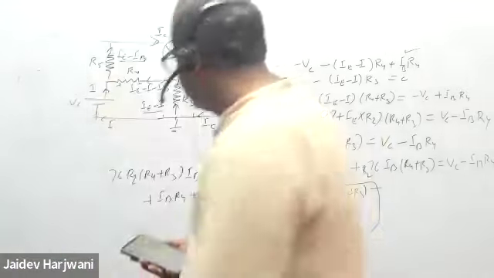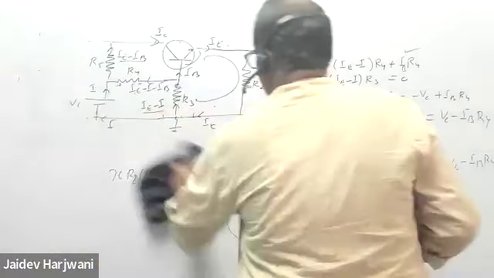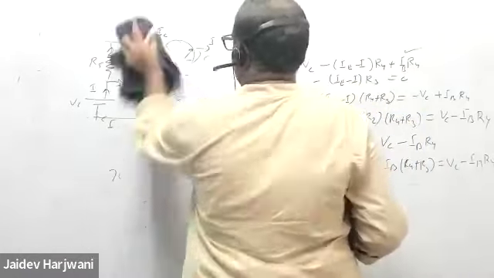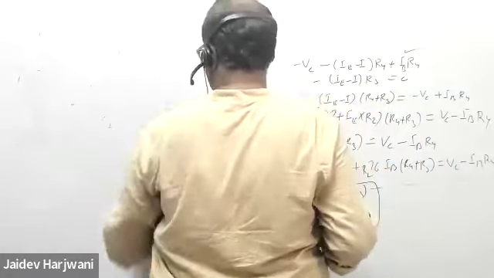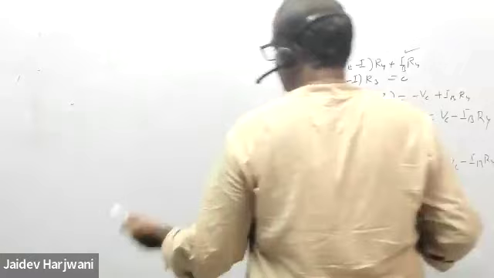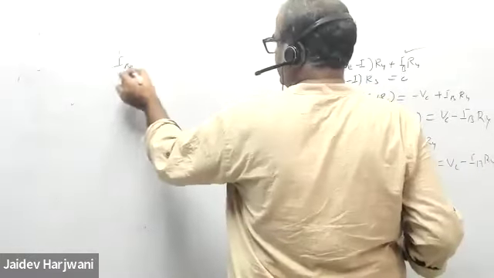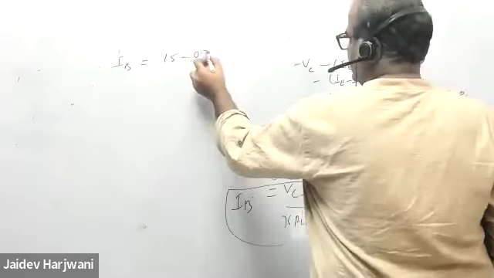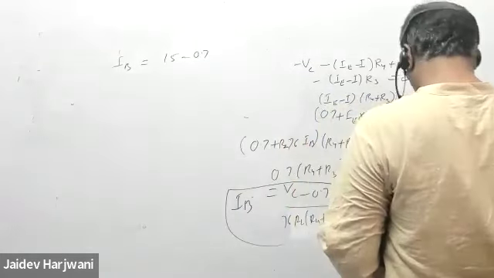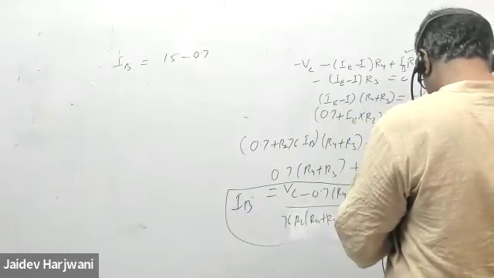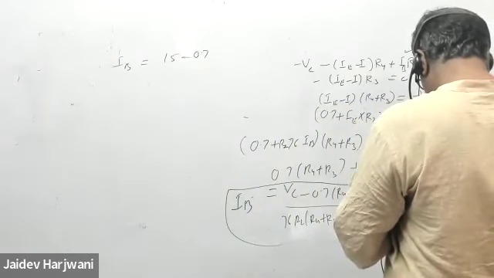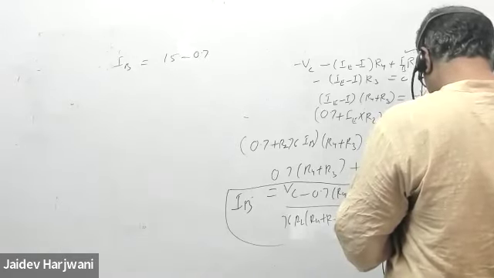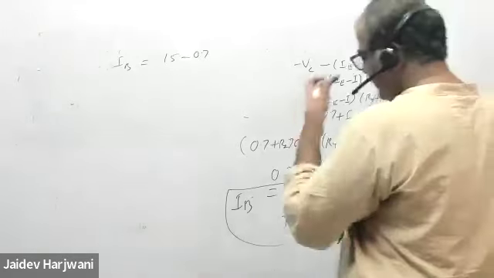So let us solve this one. So IB will be 15 minus 0.7, okay, R4, R3. R4 is your 2.6 and R3 2.1. Okay, please do the calculation. Tell me the answer.